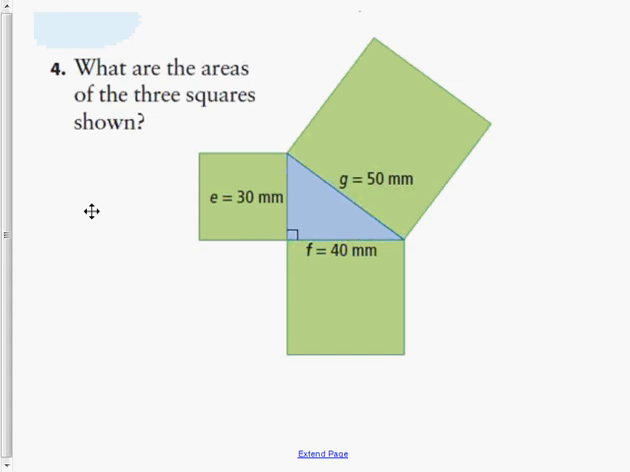Okay, this is section 3.2 on Introduction to Pythagorean Theorem. The questions from 3.2 have to do with the association that the area of the squares attached to the legs of a right triangle will always equal the area of the squares attached to the hypotenuse.